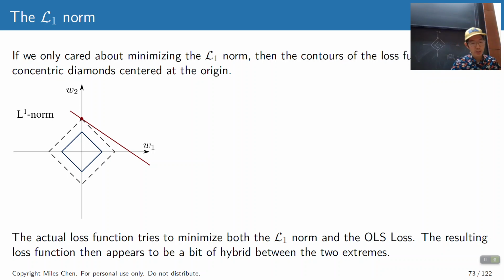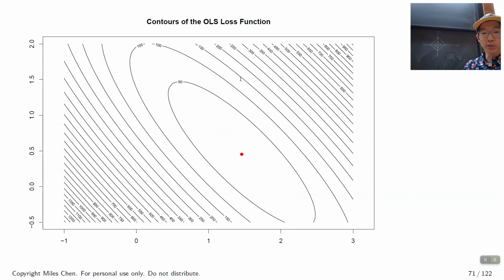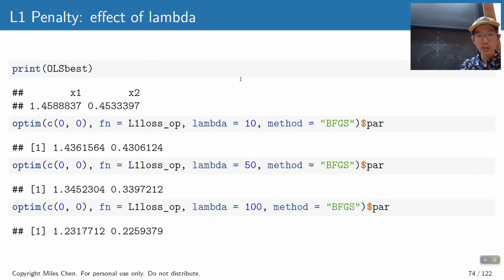But that's not the function we're trying to minimize, right? We're trying to minimize this and the OLS loss function. So the OLS loss function looks like this, and what we end up getting is kind of a hybrid of these two things. So let me just show you the results. The OLS values are 1.458 and 0.4533.